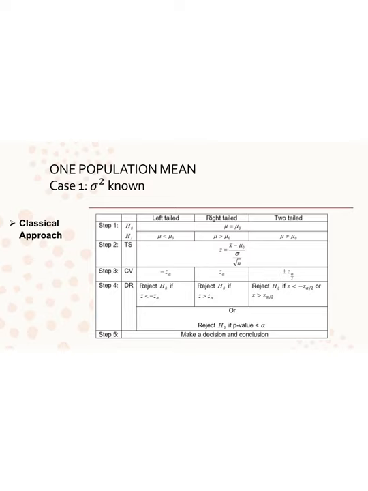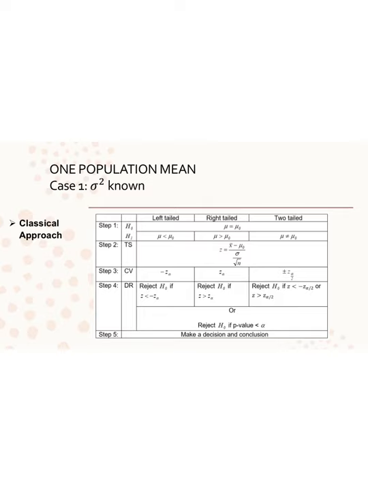Again, for this topic, the important thing that you should remember is these 5 steps. The first step is stating the null hypothesis and alternative hypothesis, which is H0 and H1. The second step is calculate your test statistic. The third step is find the critical value or CV. The fourth step is decide the decision rule, DR. And lastly, make a decision and conclusion.